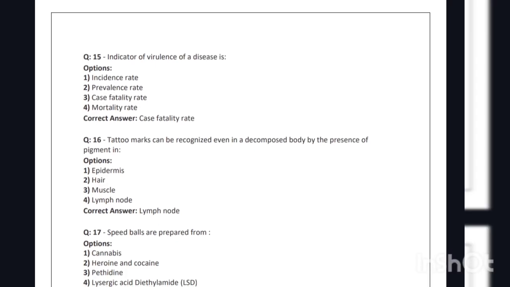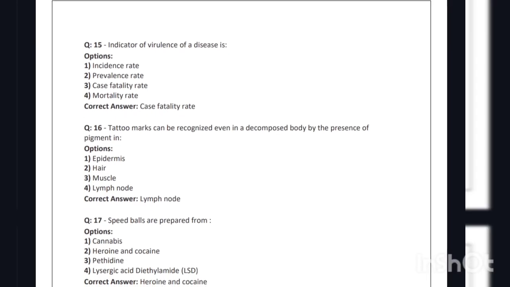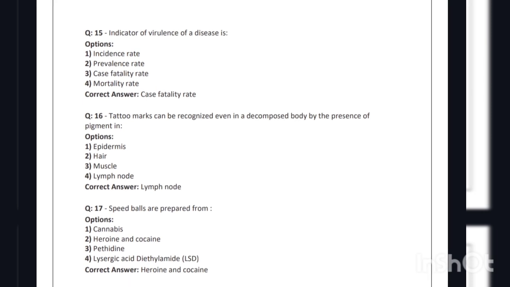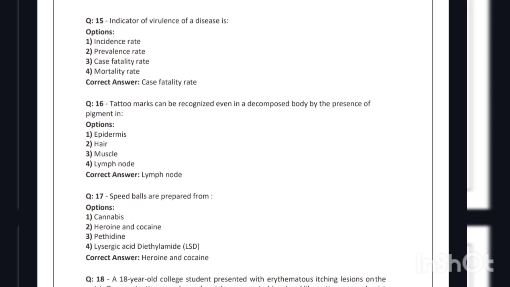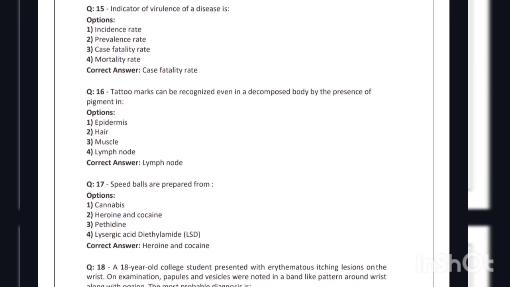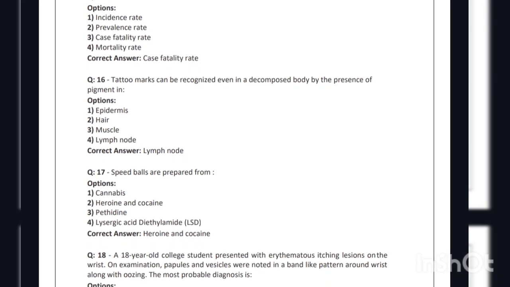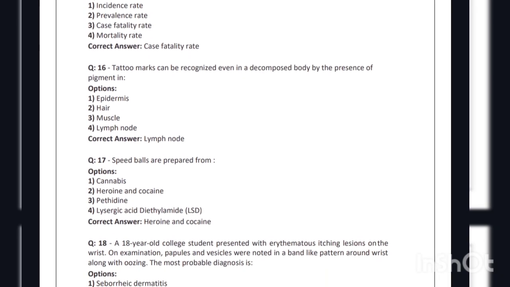Question number 15. Indicator of virulence of a disease is: incidence rate, prevalence rate, case fatality rate, mortality rate. The answer is case fatality rate.